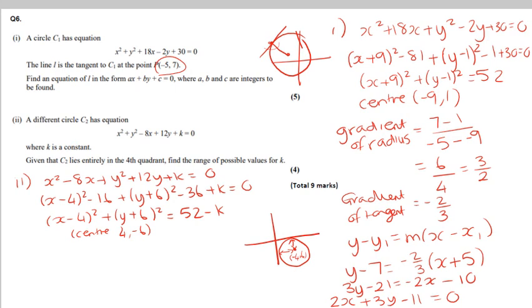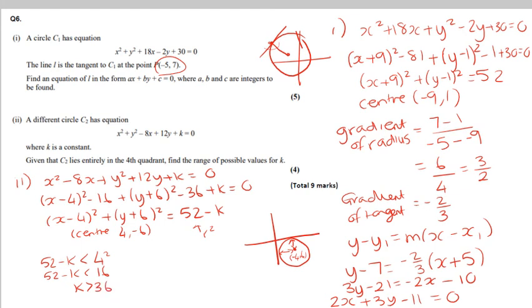So that means this, because that's your radius squared, remember, must be less than 4 squared. So that's the first one we know about this bit. So 52 minus k must be less than 4 squared for it to be within this quadrant, because if it was bigger, it'd go over there. So the radius needs to be 4, and that's the radius squared. So 52 minus k needs to be less than 16. So if I rearrange that, k would be greater than 36.